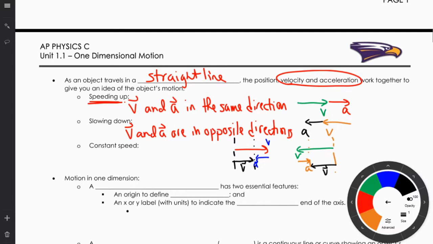That is slowing down. And then constant speed, well, that's easy. The acceleration is 0. If I just have a velocity vector, it doesn't matter which way it's pointing. If I'm not adding acceleration to it, this vector will stay the same size.